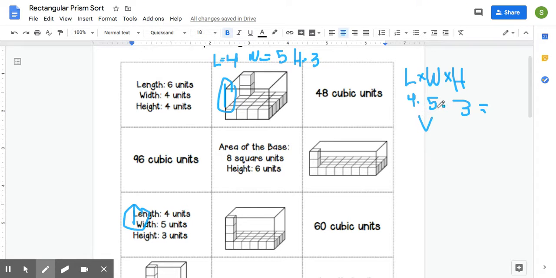I know 5 times 4 is 20. And then I have my 3, so 20 times 3. Well, this I can do with mental math. I know that 2 times 3 is 6. So 20 times 3 would be 60, right?